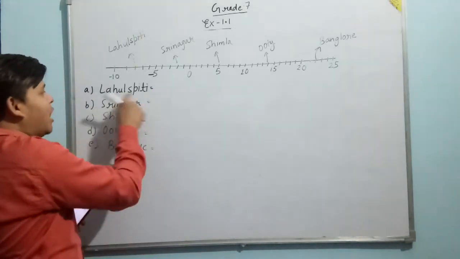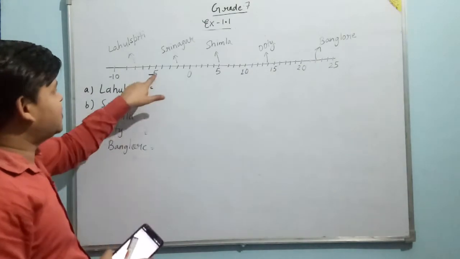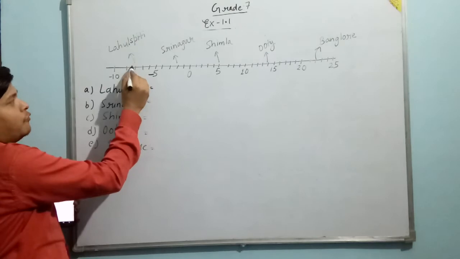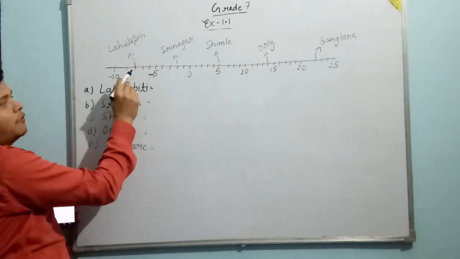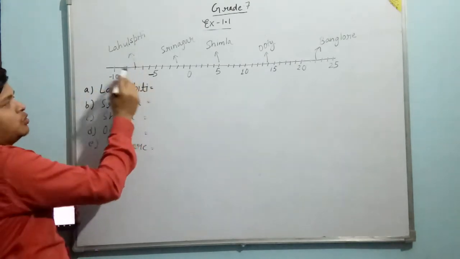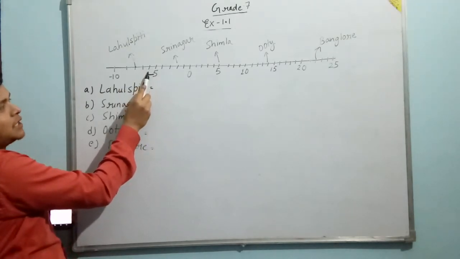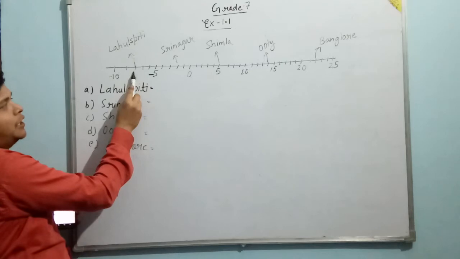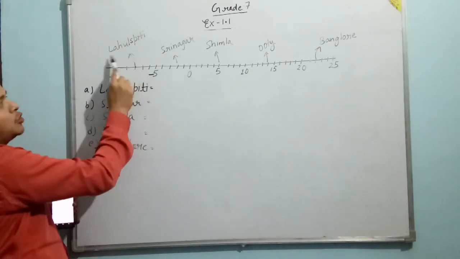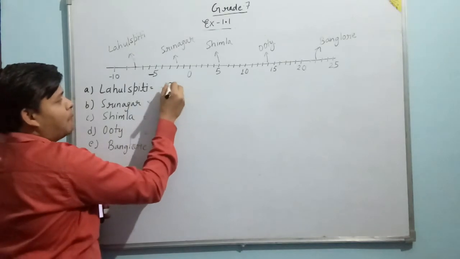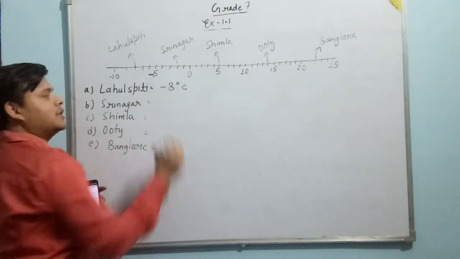So let's see Lahaul Spiti. As you all can see, this point is given at -5. Lahaul Spiti is given at this point. So let's reach this point: this one is -5, then obviously this will be -6, -7, -8. So the temperature of Lahaul Spiti is -8 degrees Celsius. So write down here -8 degrees Celsius.